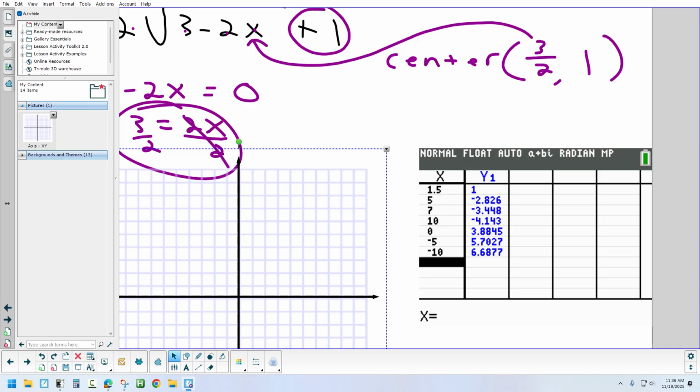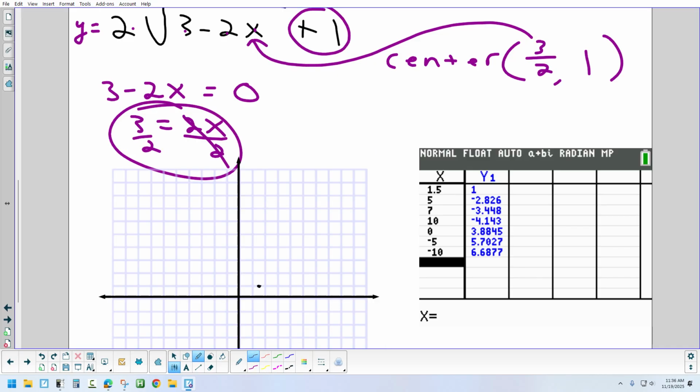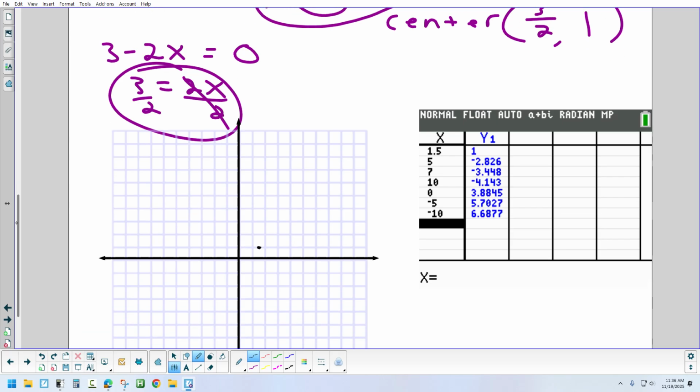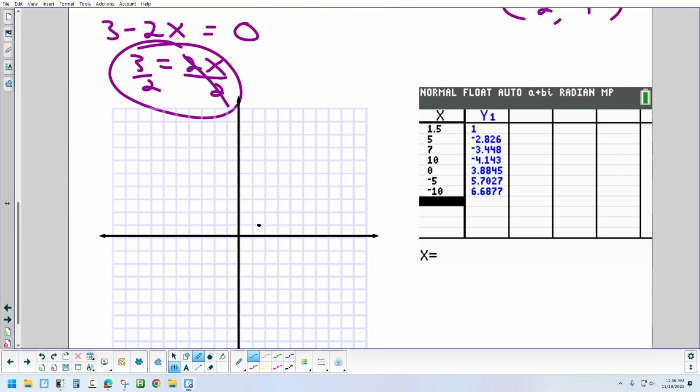All right, so we've got our center at 1.5, 1. We've got 5, -2.8. About right there. And then we've got 7, about -3.5. And then positive 10, we're at about -4. Okay, so there's the curve going to the right, and now do the ones to the left.